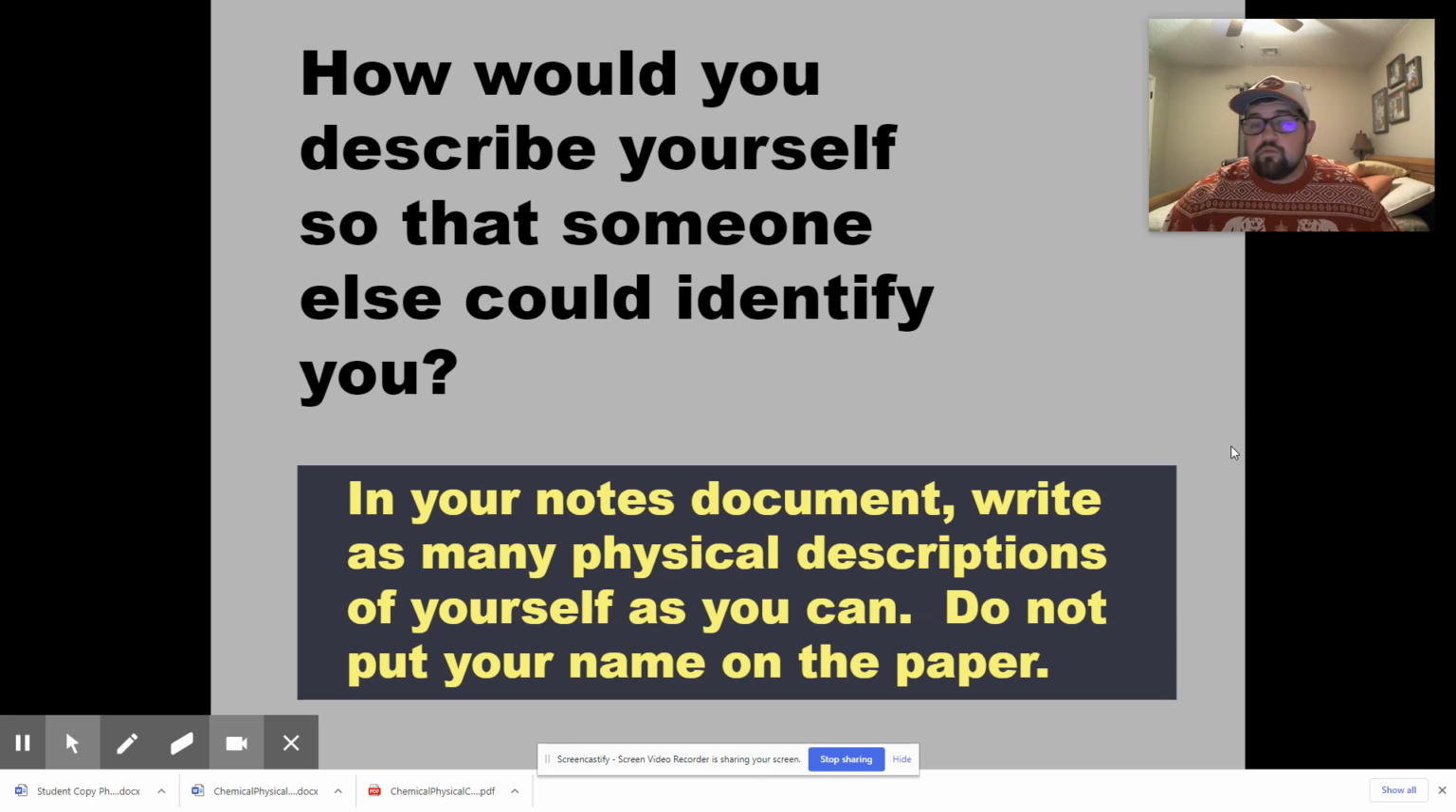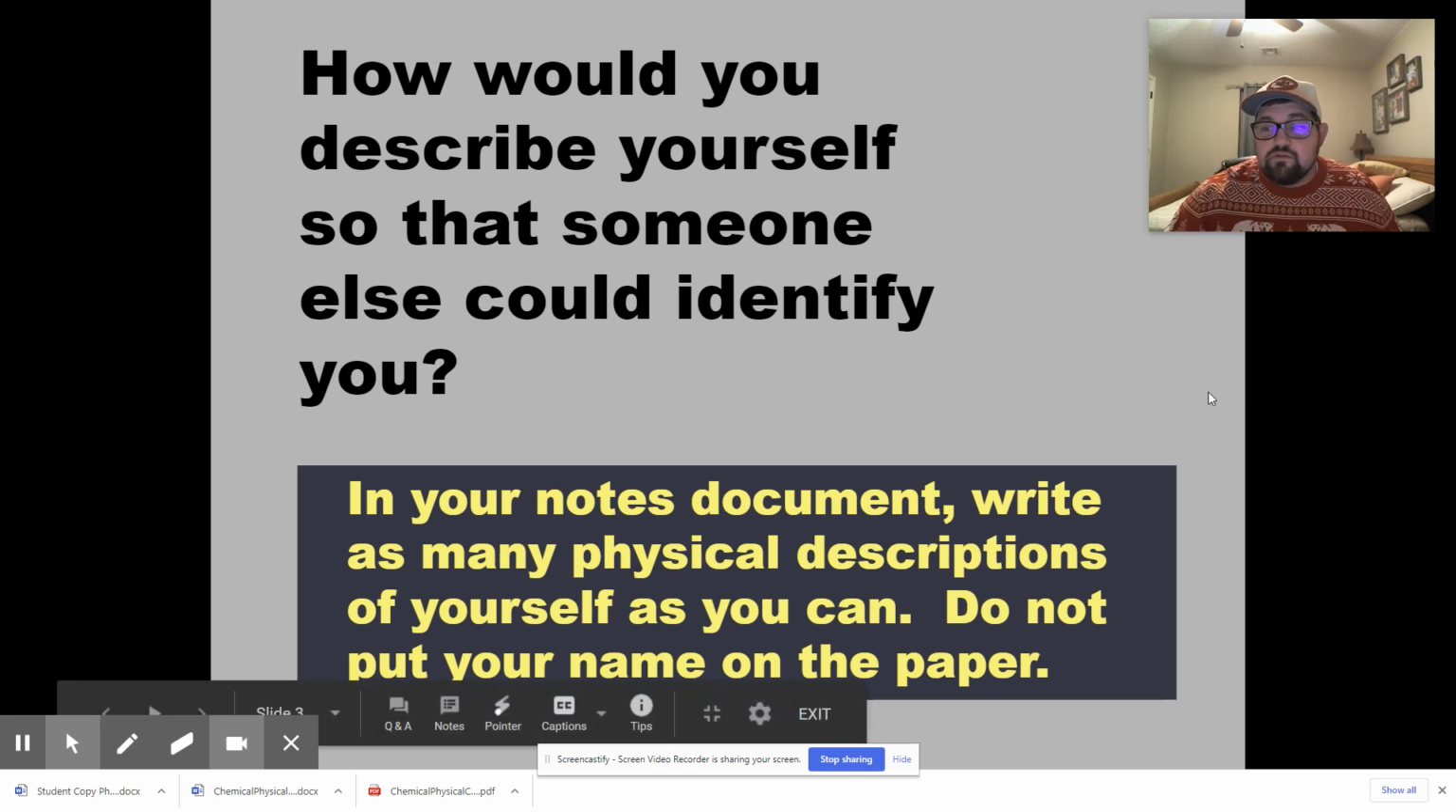So you might have thought of, like, your height, your color, which is hair color, eye color, your mass, maybe the width of your shoulders or the height of your waist. There's all kinds of things you could measure, right? And also things that you can see. So those are all things that we do with matter when we start to look at properties.